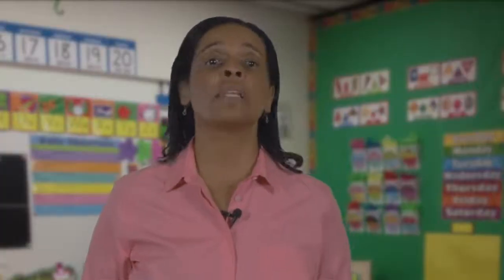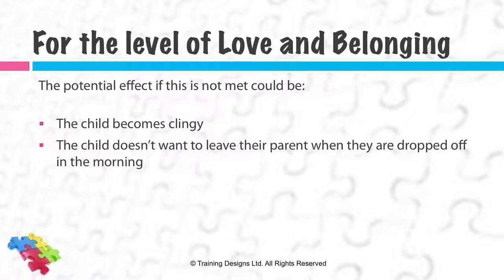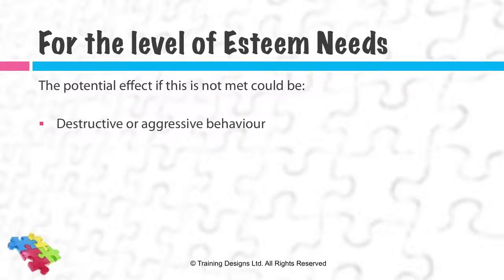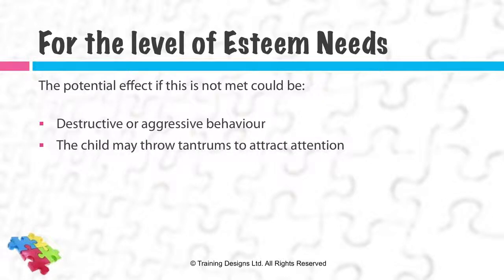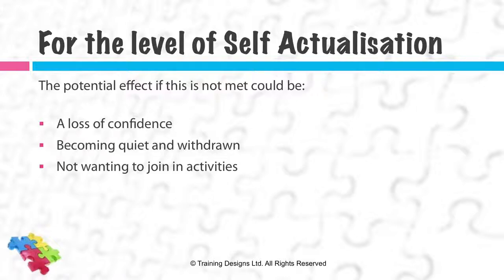For the level of love and belonging, the potential effect if this need isn't met could be that the child becomes clingy and doesn't want to leave their parent when they're dropped off in the morning. The child may even become scared or withdrawn. And for the level of esteem needs, the potential effect could be destructive or aggressive behaviour, as needs are not being met and a child may also throw tantrums to attract attention. And lastly, when we look at self-actualization, the potential effect could be a loss of confidence, becoming quiet, withdrawn, and not wanting to join in.